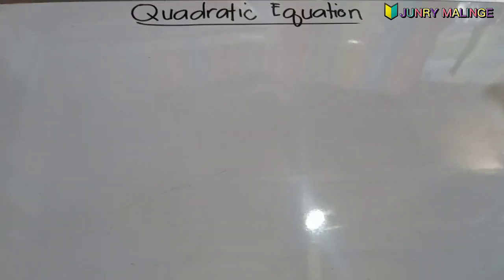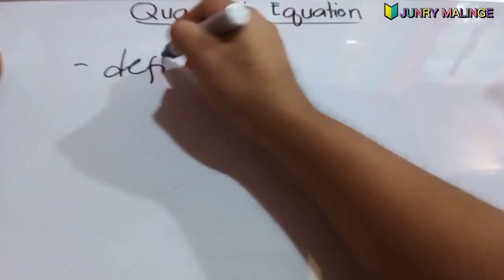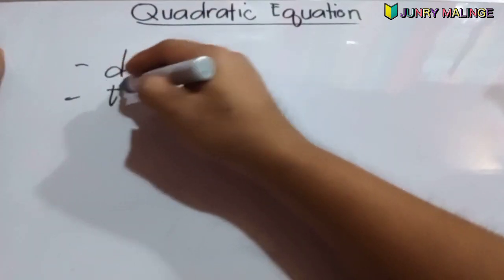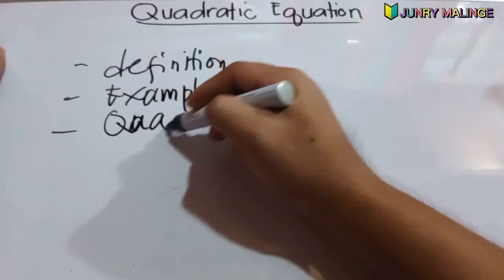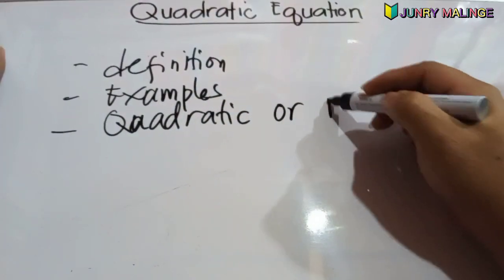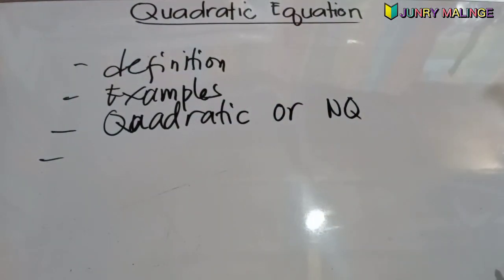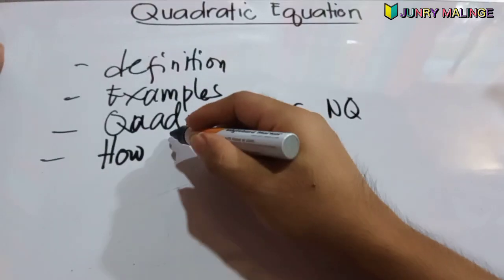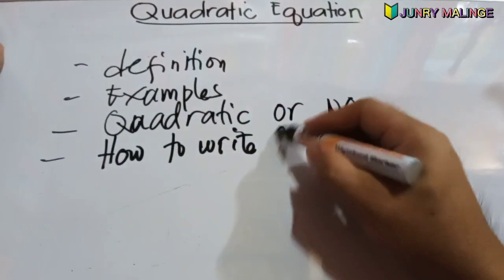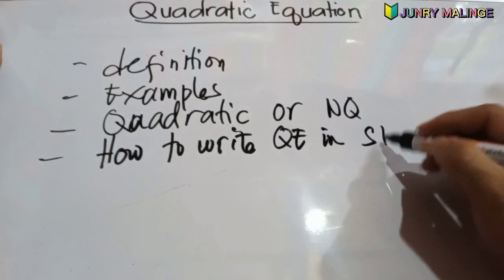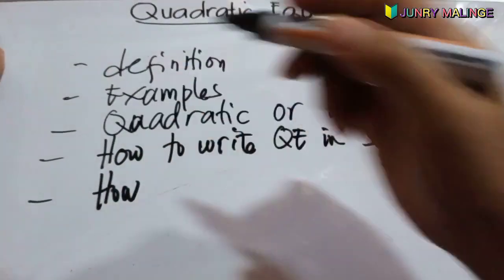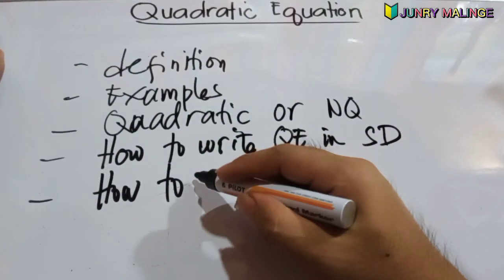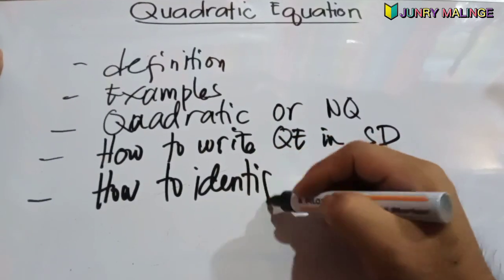Alright, so bago ang lahat, ibigyan muna natin ang definition ng quadratic equation. At magbibigay po tayo ng mga halimbawa. Tapos, i-identify natin is it quadratic, quadratic or not quadratic. Tapos we're going to learn how to write a quadratic equation in standard form. And the last one is we're going to learn how to identify the values of A, B, and C. So paano natin malalaman na ang values ni A, B, and C?